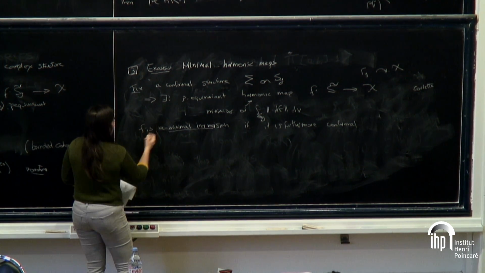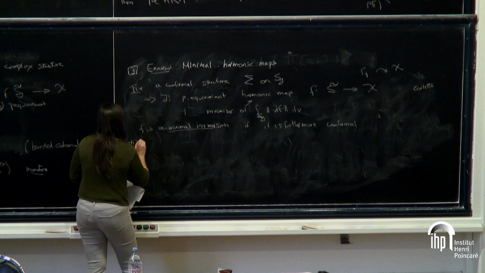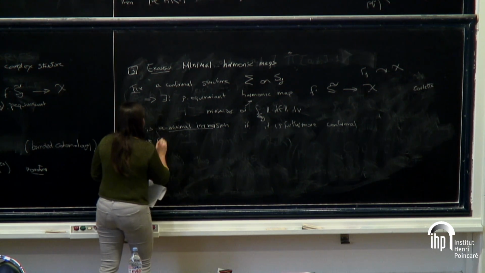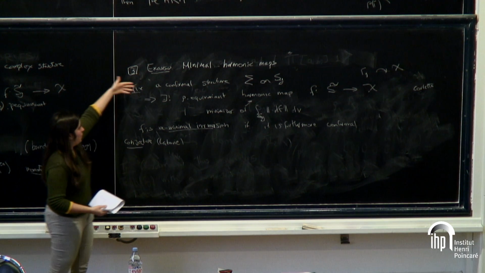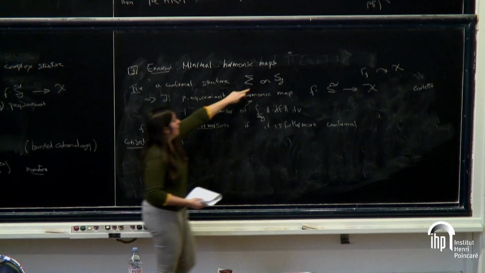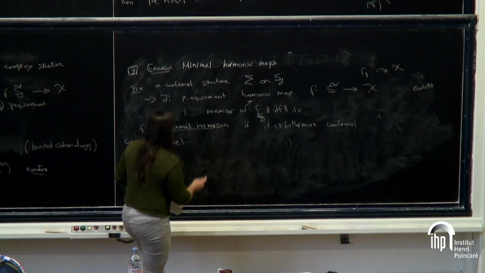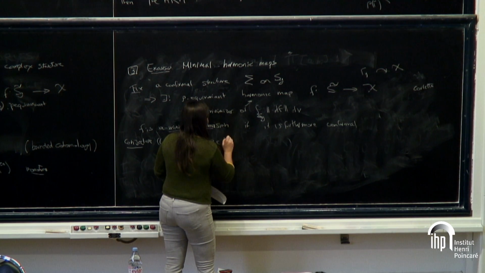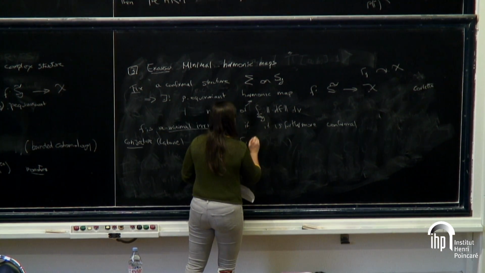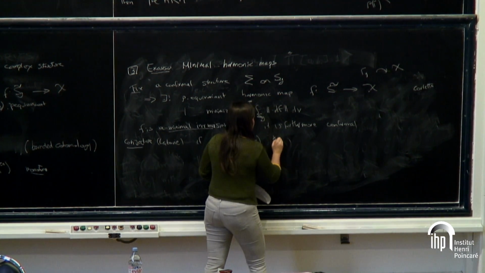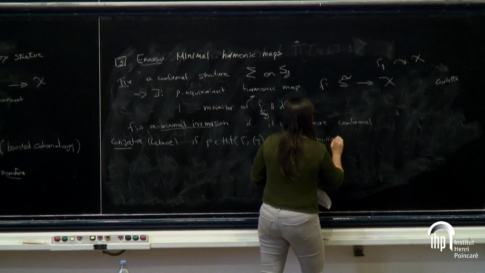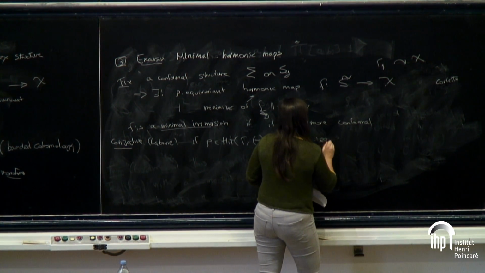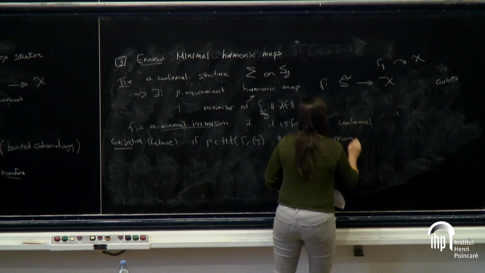And now a conjecture of Labourie that solves this problem of this extrinsic data of choosing a conformal structure is that if rho belongs to the Hitchin component, then there exists a unique equivariant minimal map.